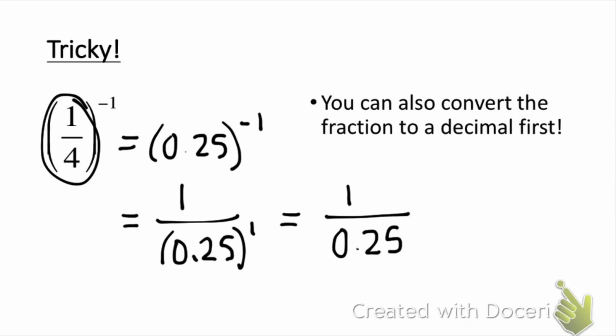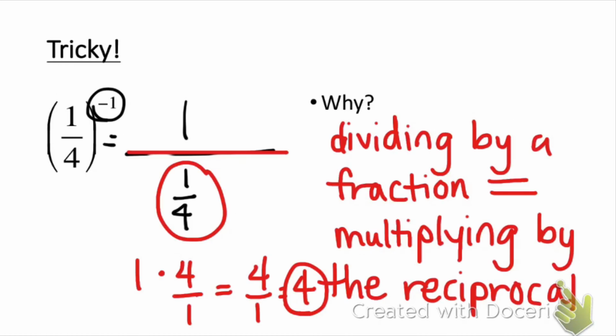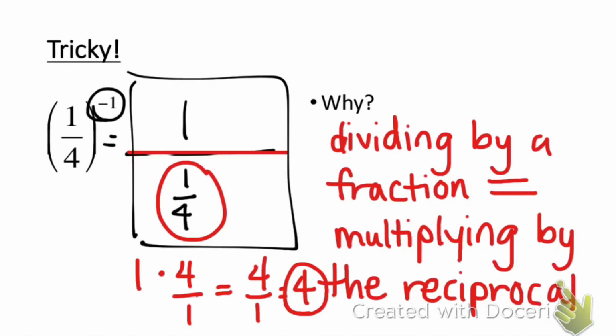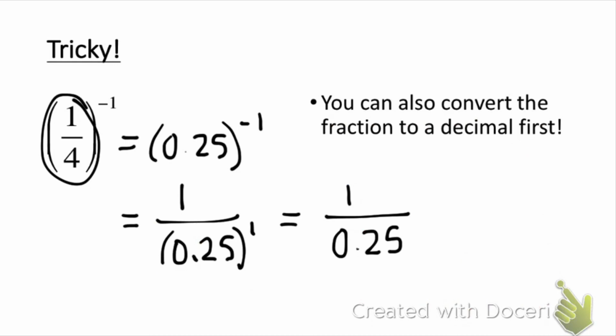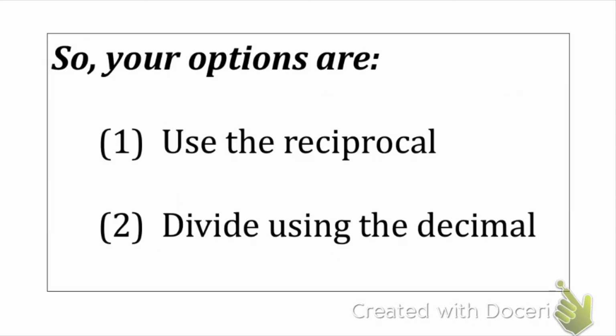Now this isn't done yet. The reason why you might want to use a decimal is because you could plug this into a calculator much easier than this situation, right? That you can't really put into a calculator. But if you had a calculator, you could put this into a calculator. And if you did, guess what you would get? You would get 4. So that's pretty tricky because you had a fraction to a negative exponent. Your options are to use the reciprocal. Dividing by a fraction is like multiplying by the reciprocal. Or you can just divide using the decimal.